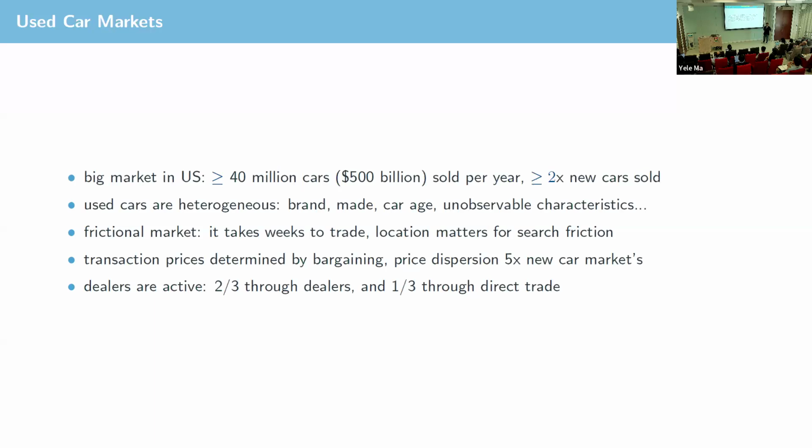Oftentimes, it takes weeks to trade. And oftentimes, your home is not very close to the dealership. It's far away. Imagine you live in a small college town. There are only two dealerships. It turns out you don't like their cars. And most of the transactions are determined by negotiation. You go there, you see the car, and you bargain over the price. There's some trade through dealers. There's some trade between seller and buyer directly.